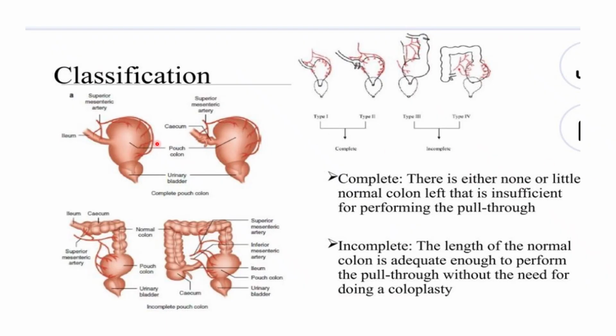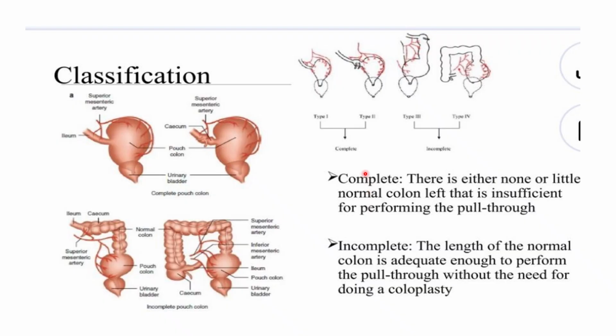Here also it is showing type 1, where the whole of the colon is represented as a pouch. Type 2 is where the cecum is seen and the rest of the colon is in pouch configuration. Type 3 is where a considerable length of normal colon is present proximal to the pouch colon. Type 4 is where only the sigmoid colon and rectum are in the shape of pouch. The rest of the colon is normal.